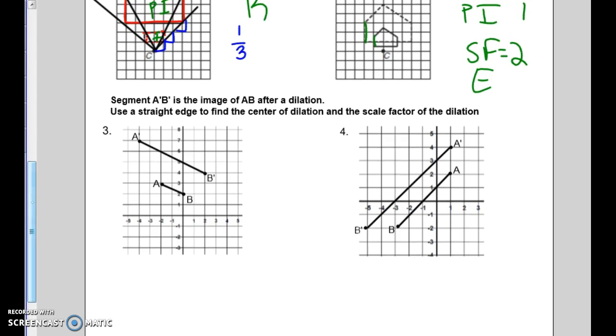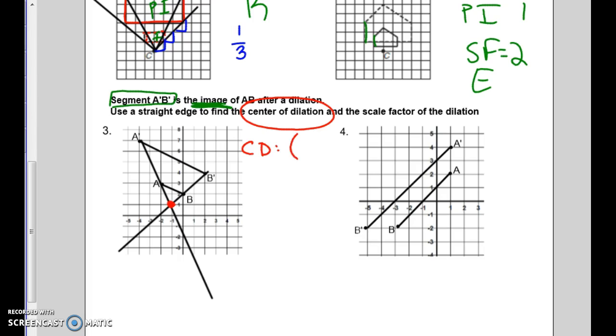And then down here, 3 and 4, the last 2 for the day. It says that segment A prime, B prime is the image after the dilation. Use a straight edge to find the center of dilation. All they're saying is make a line and connect the dots, A prime to A, and keep on going. Connect B to B, keep on going. Where they meet, right here, that's your center of dilation. So my center of dilation is at -1, 1. That's where those lines keep going, and that's right where they cross.